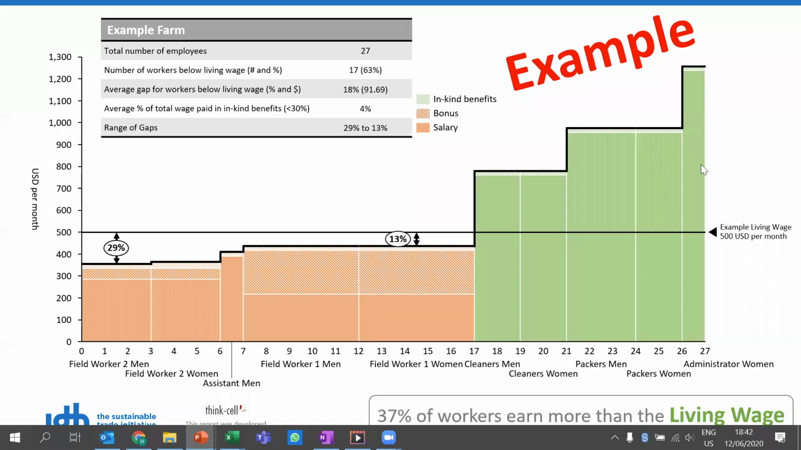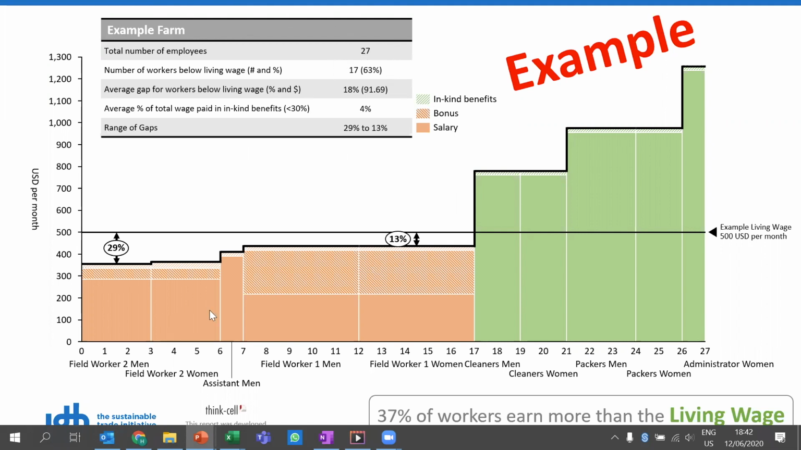So once we have completed that example, we can show what it would look like in a chart like this. Here you will see a summary of the details about the facility, the number of employees, number of workers who are below the living wage gap, average size of the gap, the average percent of total wages paid in in-kind benefits, and the range of gaps.